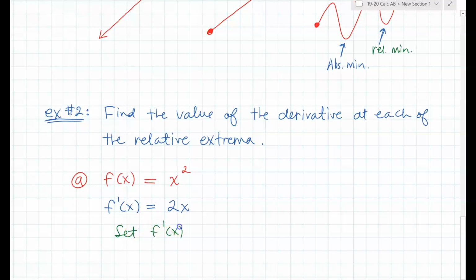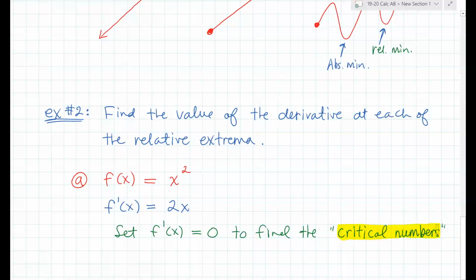Set f prime of x equal to 0 to find... Actually, I probably shouldn't do that. I should say... I'm just going to leave it like that for now. Set f prime of x equals 0 to find the critical numbers. Critical numbers are numbers where extrema could occur.